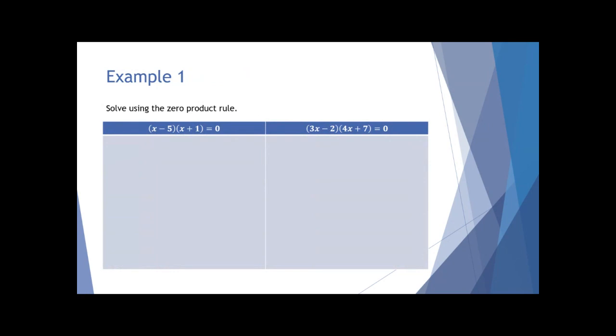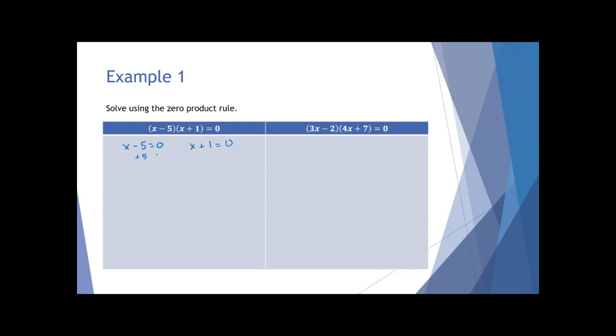So these two are already factored for us so that I can just demonstrate how the zero product rule works. On the first one here, I have x minus 5 times x plus 1 equals 0. When you have it factored and you have something times something equals 0, then to use the zero product rule, we set each factor equal to 0. So we have x minus 5 equals 0 and x plus 1 equals 0, because at least one of those needs to be 0. And then you solve both of those for x, and that will get you your value.